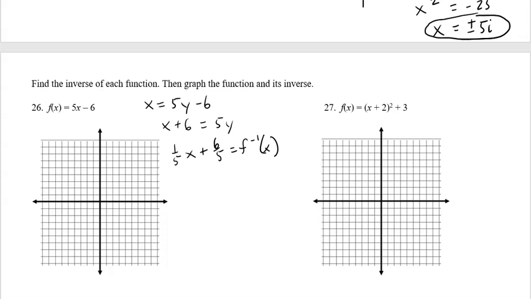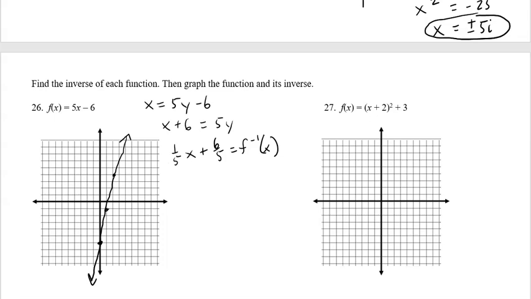All right, and then the directions say to graph the function and its inverse. So here's the graph of the function. It's just y equals mx plus b. So it has a y-intercept of -6 and a slope of 5. Okay, so I'll try to draw a straight line. You just line those points up and draw a line through them.